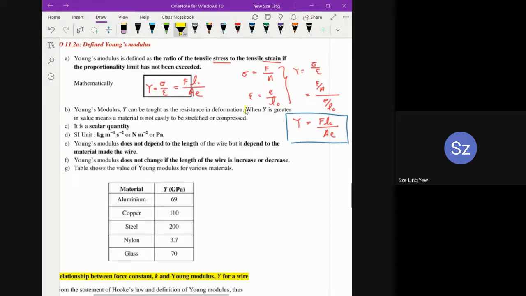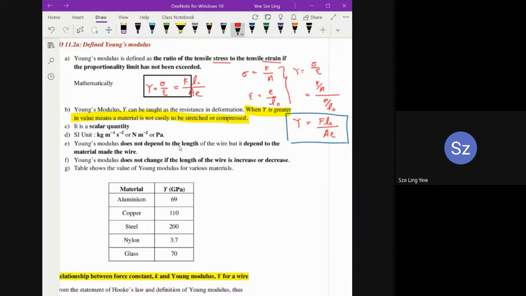So this value, we use it quite often in engineering, because you want to know whether an object can change its shape easily or not. You will see this very often if you study engineering. It is a scalar quantity. The SI unit is kg m^-1 s^-2, or Newton per meter squared, or Pascal. Basically the unit is the same as the unit of stress because strain epsilon is dimensionless. Therefore, the unit that we use for Young modulus is the same as the unit of stress.